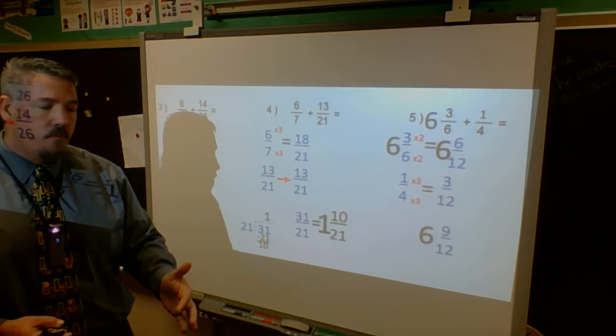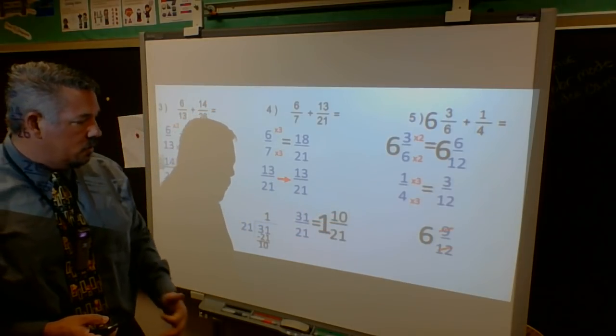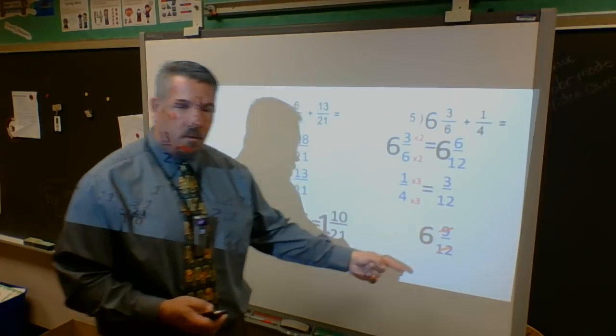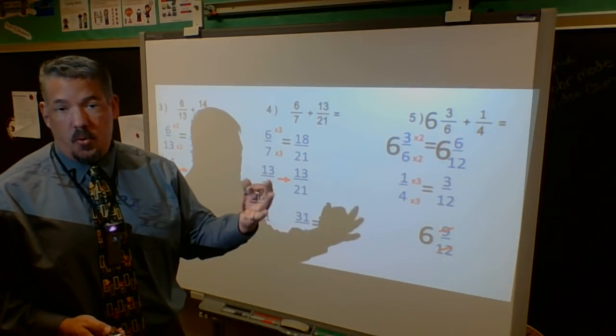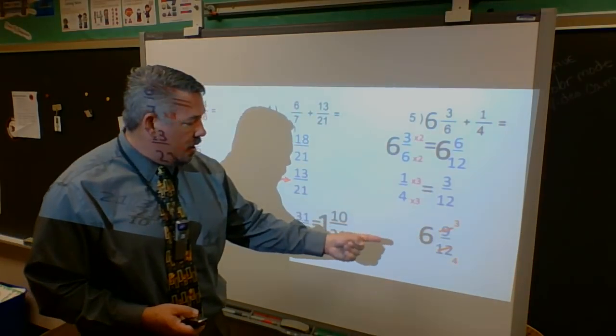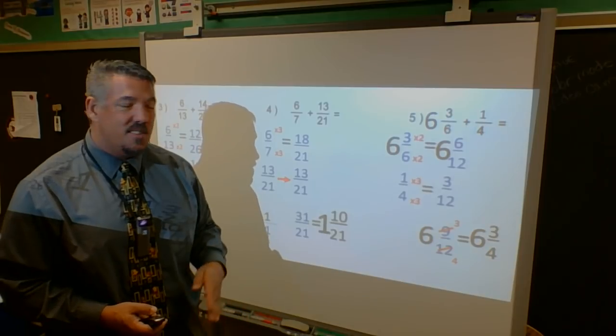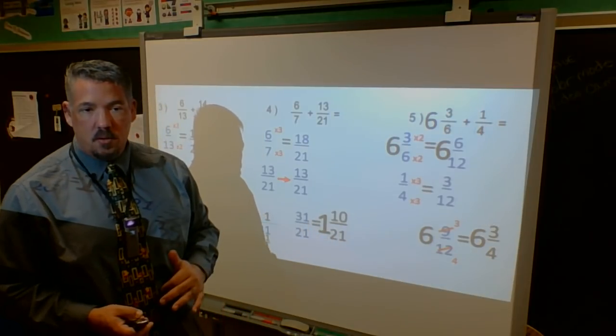6 and 9/12. But I can still reduce that one. So what would we reduce it to? Well, what will go into both of those, 9 and 12? 3, right? So 3 would go into 9 3 times, and 3 would go into 12 4 times. So I know my final answer ends up being 6 and 3/4.